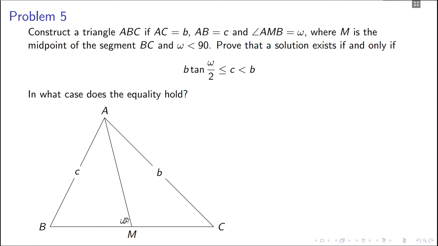Since this angle is fixed, M is going to lie on a circle. So what you look at is this: M lies on this circle, and the second thing is that if you join the midpoint of this to this, it is going to be exactly half of that. So this length is b by 2. With this information, now you can construct it, right?